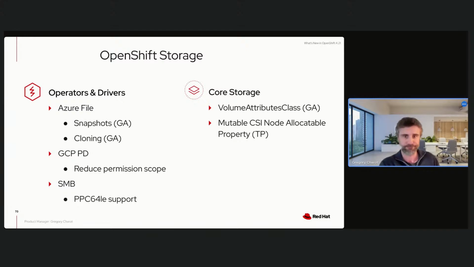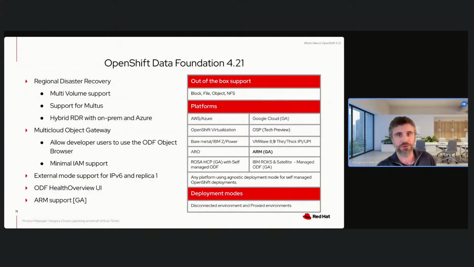Next slide, please. All right, now on to OpenShift Data Foundation. In 4.21, we have four major updates. One, for regional disaster recovery, we are introducing support for multi-volume applications and full support for multis on primary and secondary clusters. We will also start a hybrid RDR journey with on-prem and Azure support.